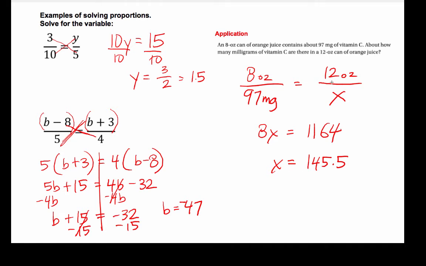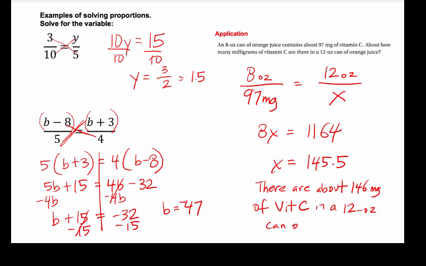The problem says about how many milligrams of vitamin C are there. I have an answer of 145.5. That is about, if I were to round this one, I would round it to 146. So I would say there are about 146 milligrams of vitamin C in a 12-ounce can of OJ.